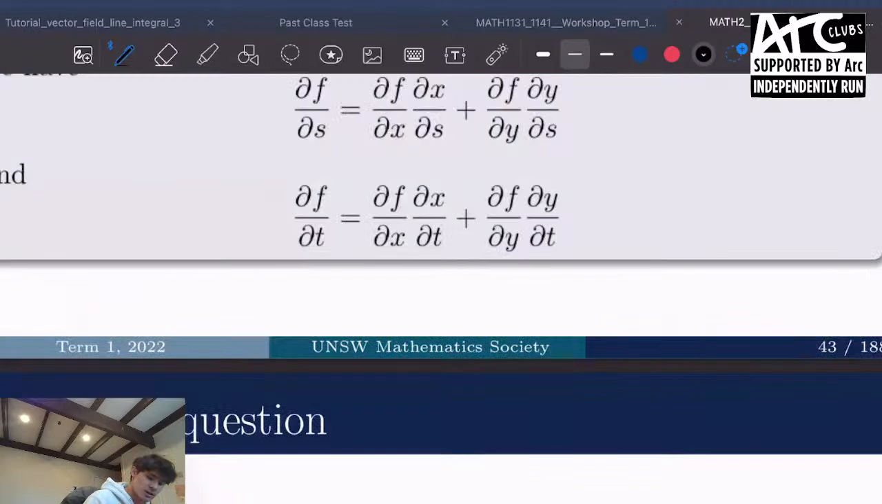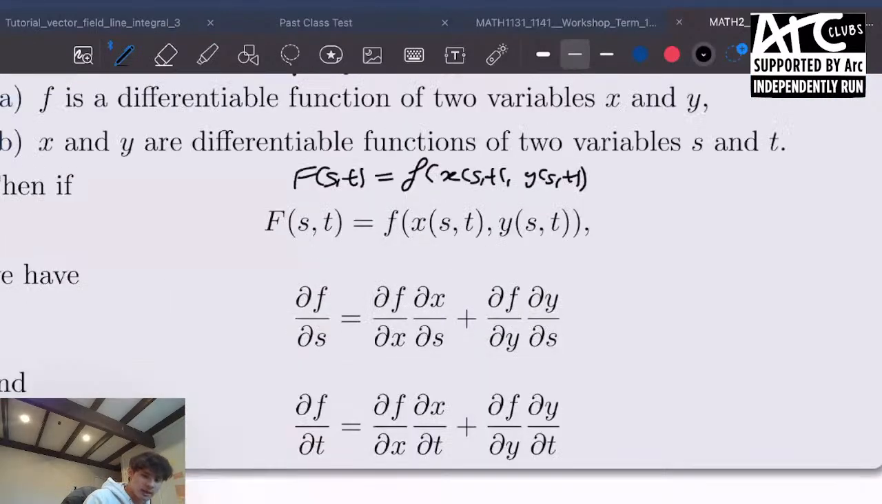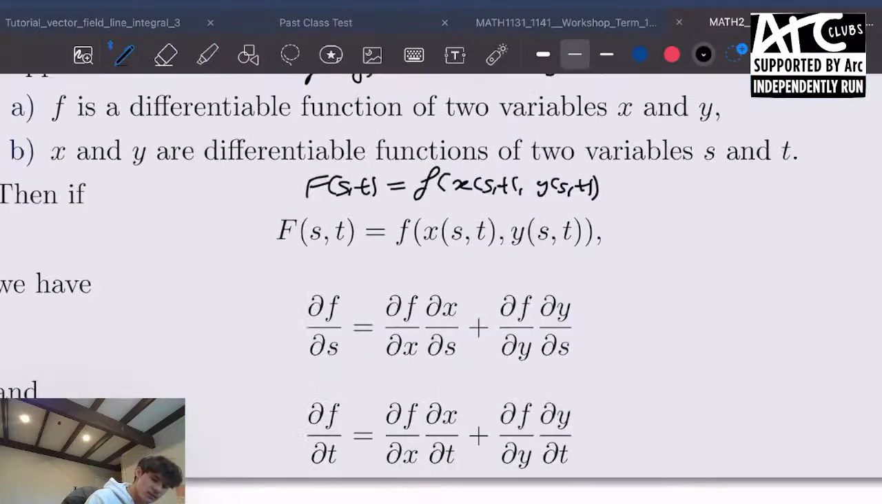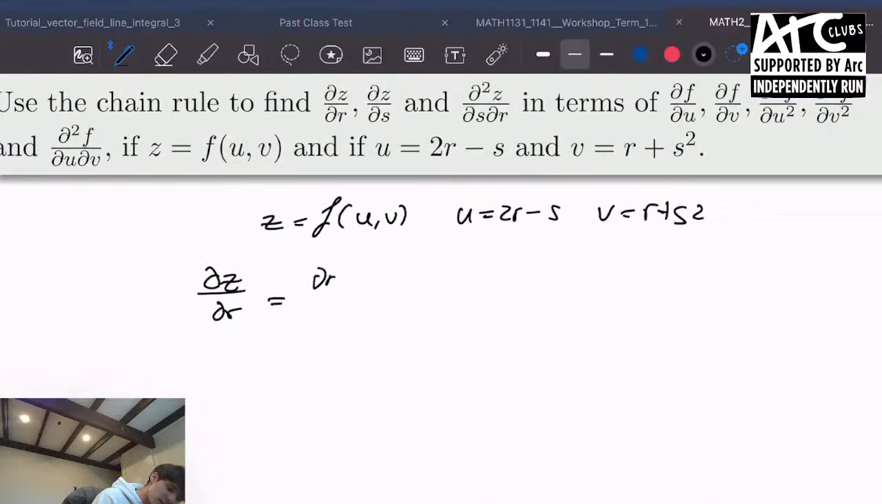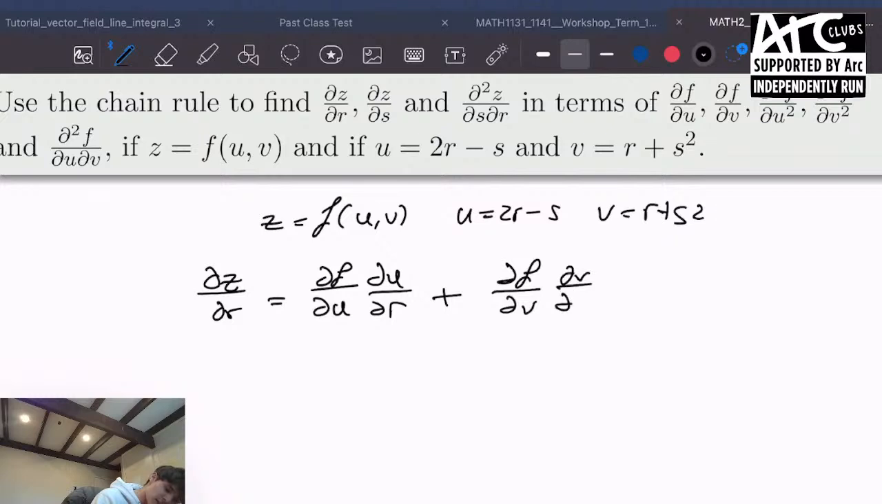So using the previous result, you can just apply this. dz/dr is going to be df/du du/dr plus df/dv dv/dr. So you can see that we need to account for the fact that f is a function of u, v, so that's why we have df/du du/dr, then df/dv and dv/dr.